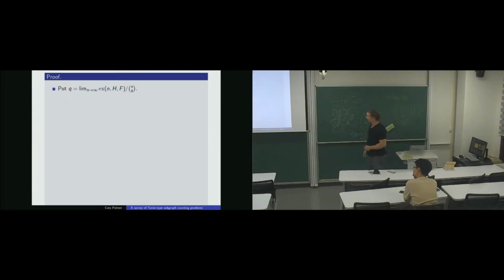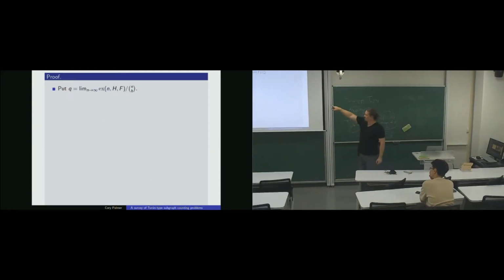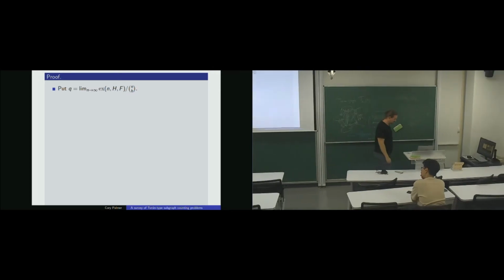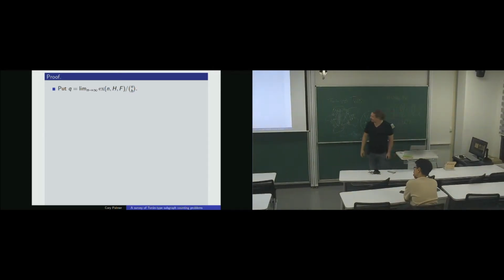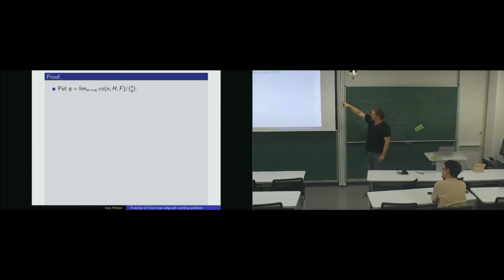First, I'm going to put Q equal to this limit here. So as n goes to infinity, the extremal number of copies of H versus a forbidden graph F, divided by n choose h, which is approximately the maximum number of copies of h you can have. You can throw in an h factorial in principle because you can have a bunch of the same, but it doesn't change things. So the first question should be, does this limit even exist? Because for graphs, it does, but it needs to be proved.